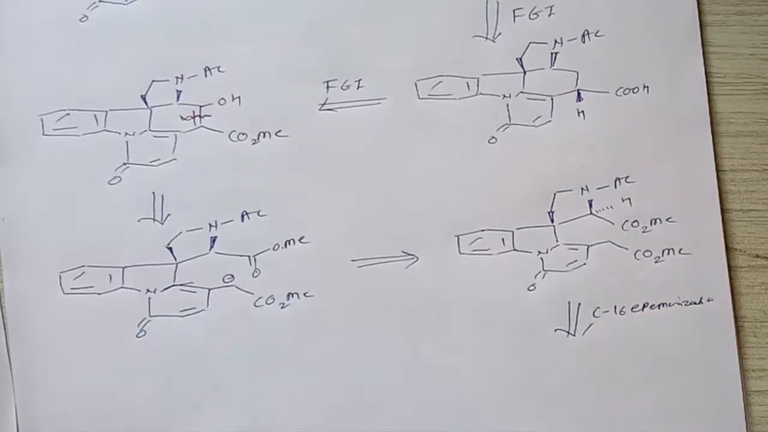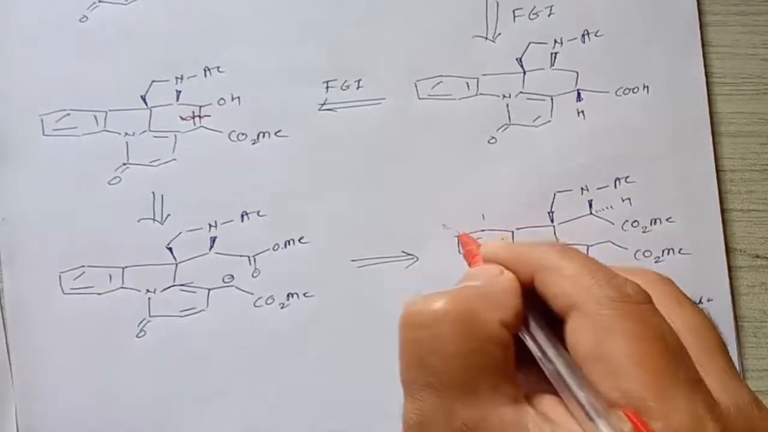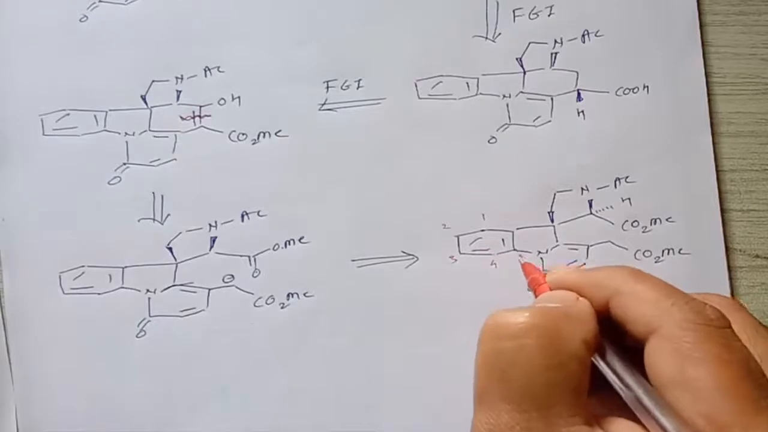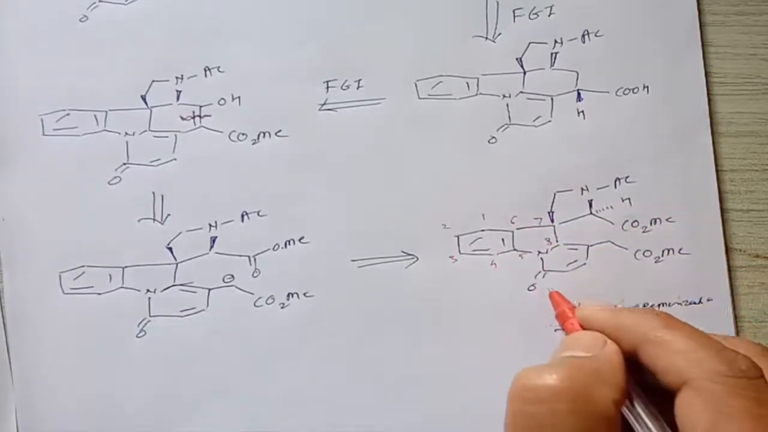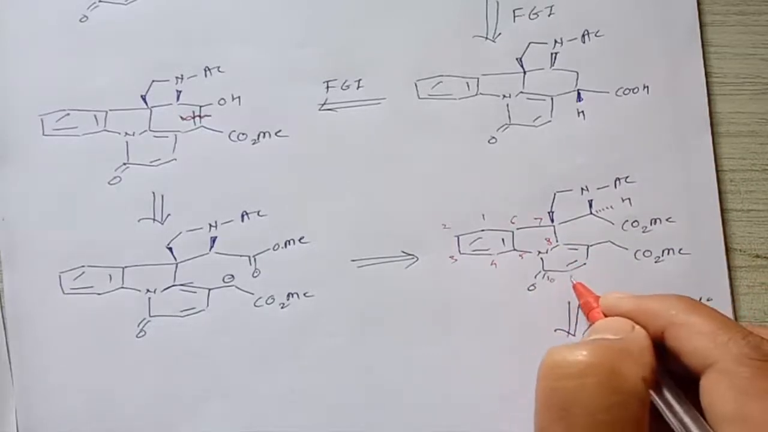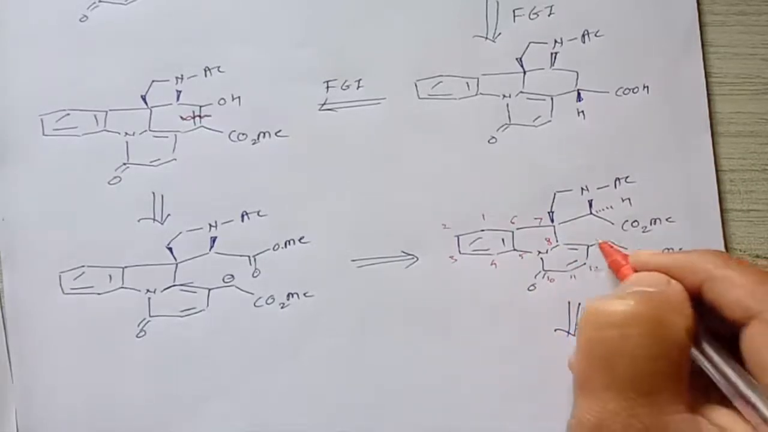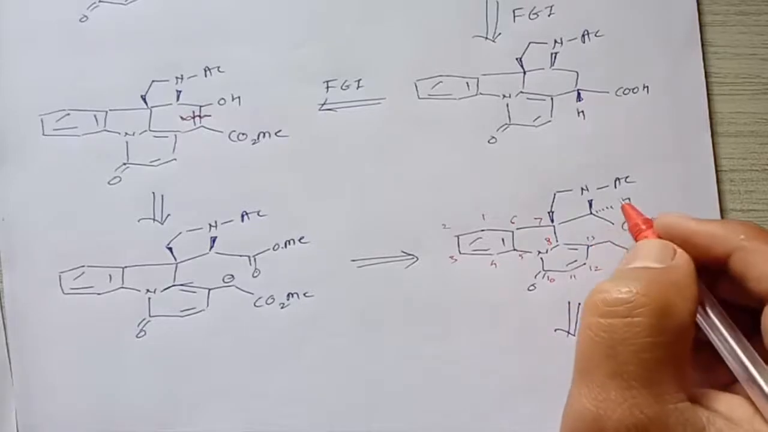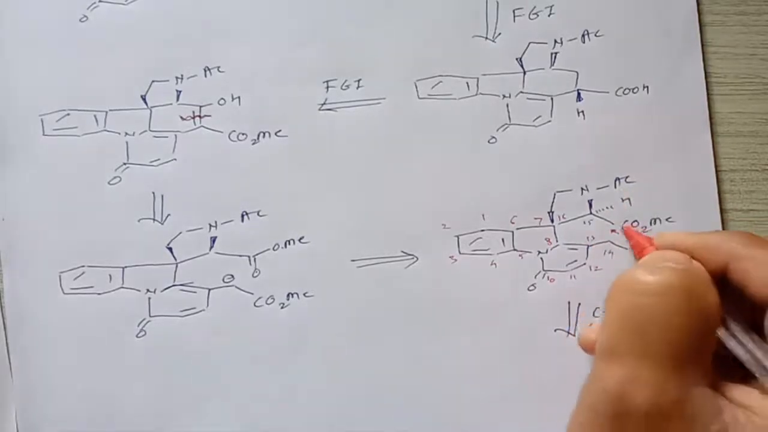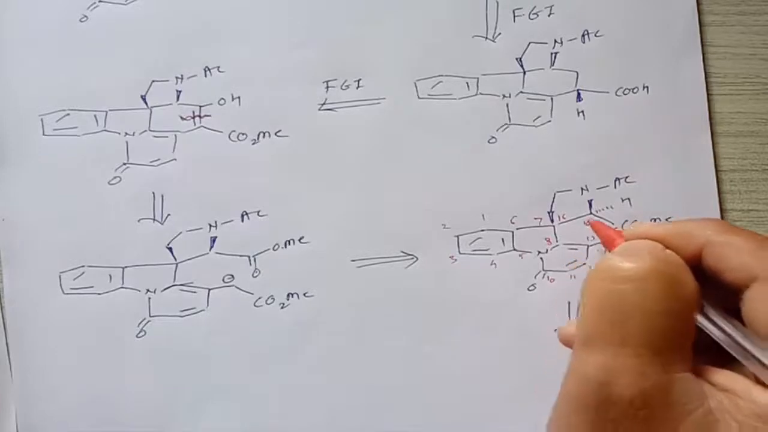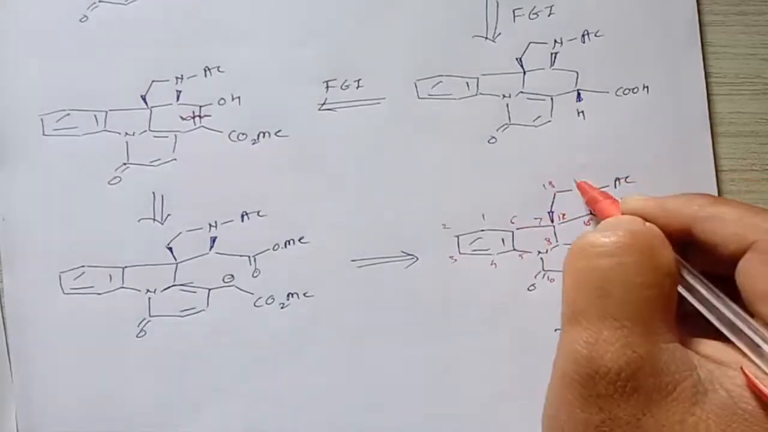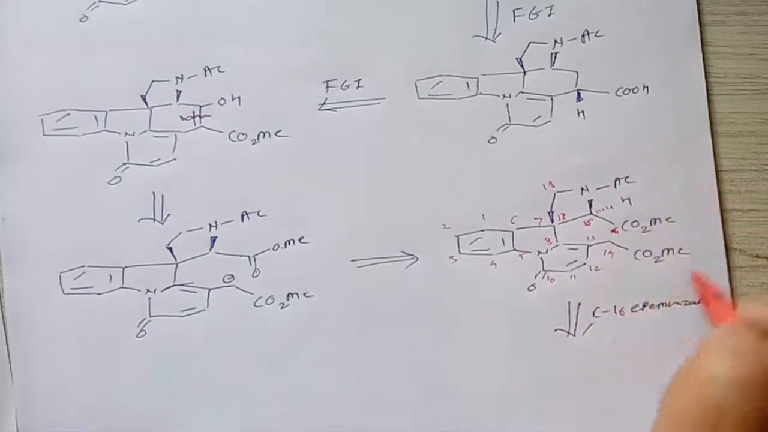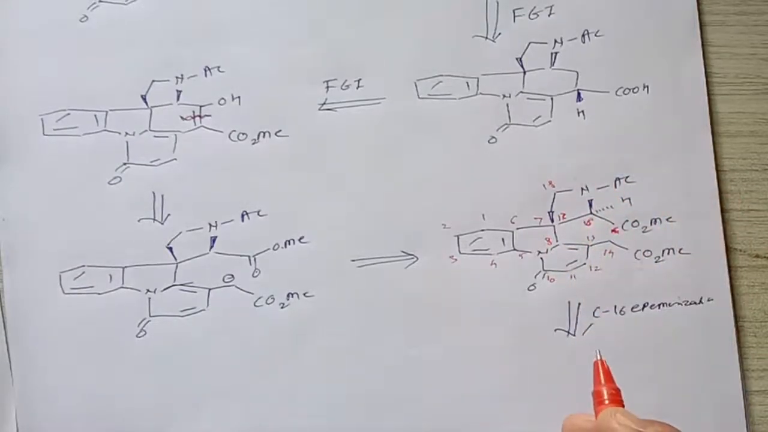So 16, if you count the number of atoms, this is 1, 2, 3, 4, then this is 5, 6, 7, 8, 9, this is 10, 11, then 12, 13, after that here is 14, 15, 16, this is 17, this is 18, this nitrogen is 19, and then the other will be, we are breaking here, right?